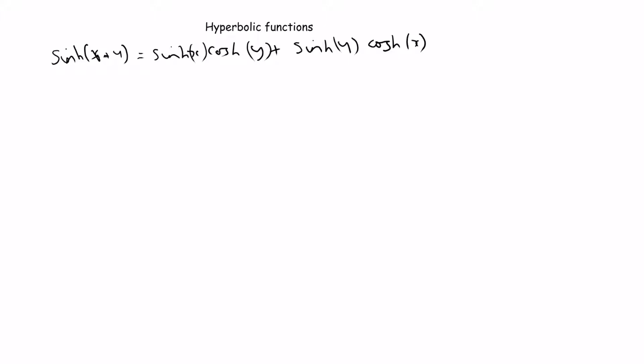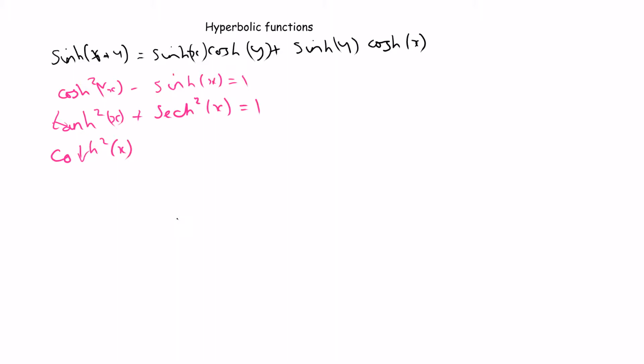The other identities that we have are cosh squared of x minus sinh squared of x equals 1, tanh squared of x plus sech squared of x equals 1, and finally coth squared of x minus cosech squared of x is also equal to 1.